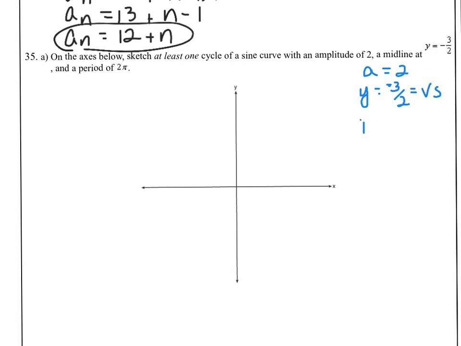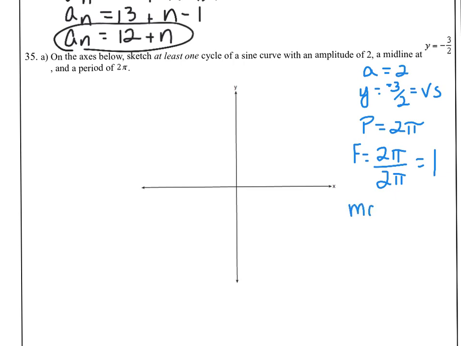They tell you that the period is 2 pi. That's how long it takes to complete one full curve. So that means the frequency is going to be 2 pi over the period. And since the period is 2 pi, that's 2 pi over 2 pi, which is 1, which means you'll have one full curve from 0 to 2 pi. All right, let's go a step further.